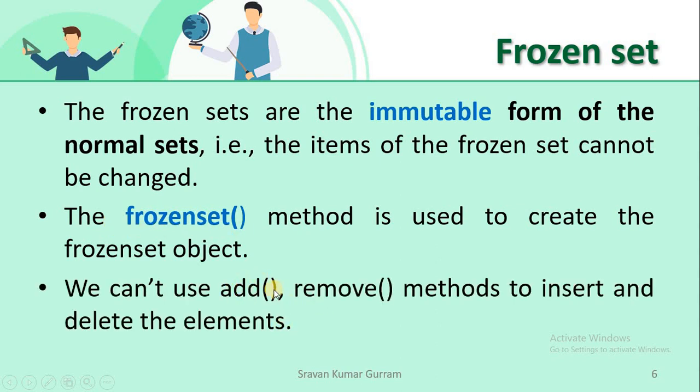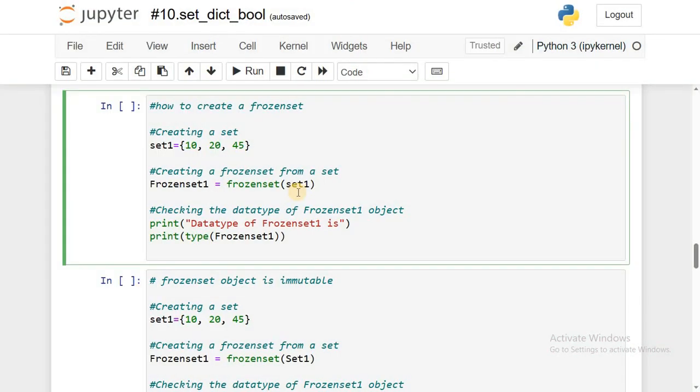Generally we use the add method to insert elements into a set, and the remove method to remove elements from a set. As it is a frozenset, you are not allowed to change the elements. So you are not allowed to add values, and you are not allowed to remove values either. Let us implement the frozenset now. The first step is how to create a frozenset. For that, we create a set and I want to convert this set into a frozenset using the predefined frozenset method. Now this set1 is converted into a frozenset and assigned to the object called frozenset1.